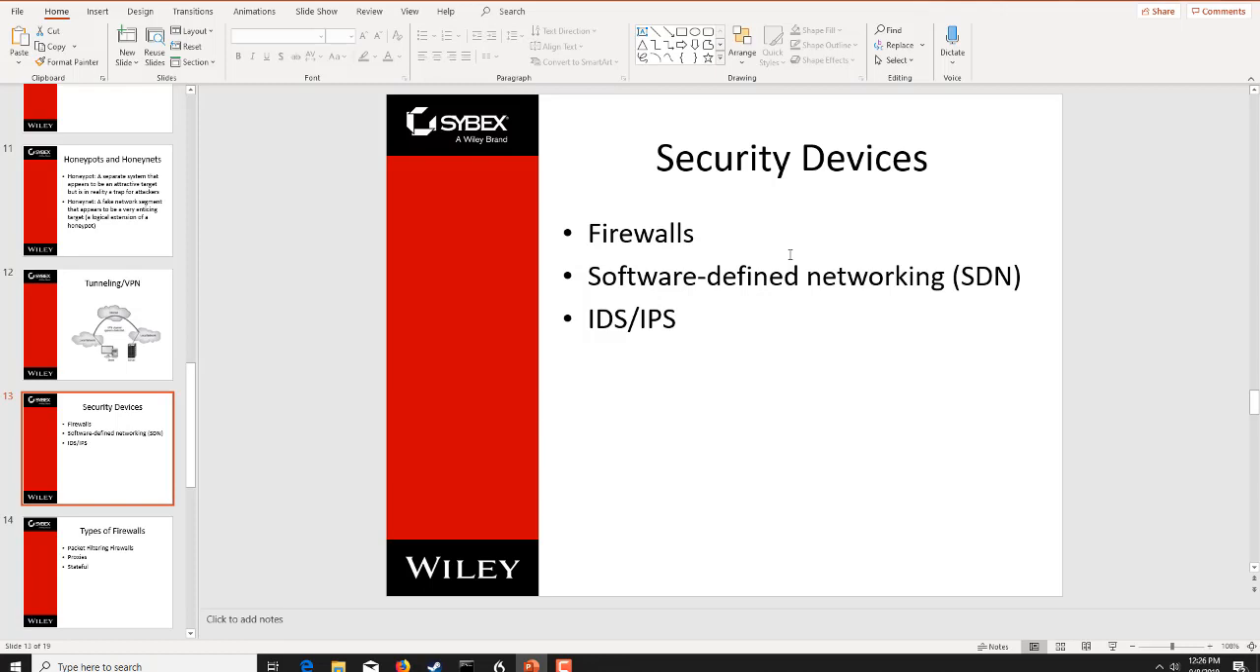Intrusion detection systems and intrusion prevention systems: the main thing here is know the difference between the two. Intrusion detection systems basically work off of signatures and are network-based detection. You can have host-based detection as well, but it cannot do anything. It basically monitors and alerts. An intrusion prevention system can do everything that an intrusion detection system can, but can also take action. It can do deep packet inspection as well.